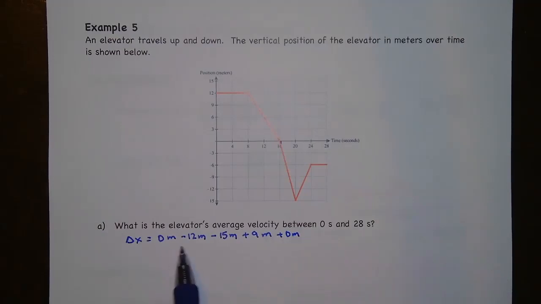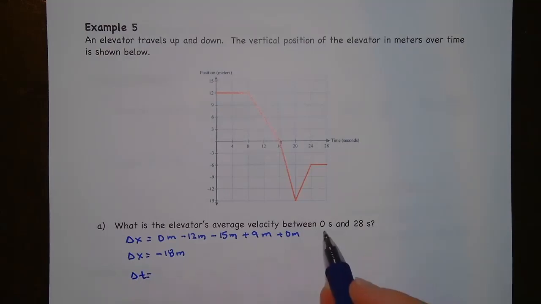Okay, so we have negative 12 minus 15, that'd be negative 27, and negative 27 plus the 9 would give you negative 18. And so that would be our change in position. It would be negative 18 meters. All right, so that means it went more down than it went up, okay? So now we also know our delta t. Our delta t is 0 to 28, so that'd be 28 seconds.